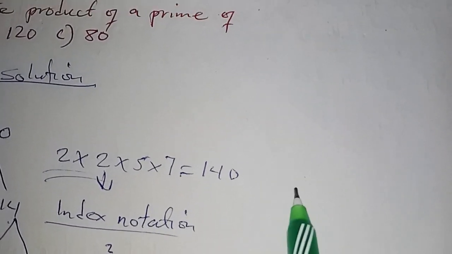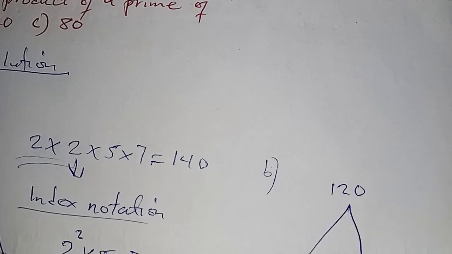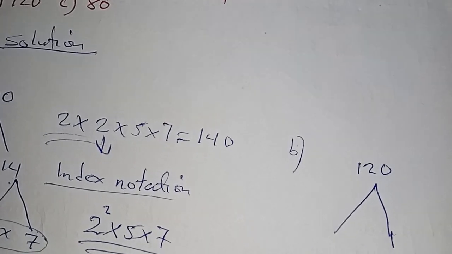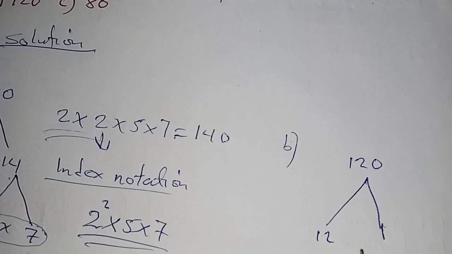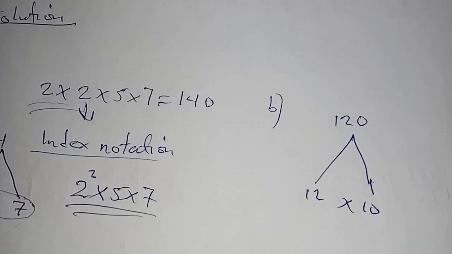Now let's go to B. The B part of our question says 120. We find our product of prime. We see 12 times 10, right? 12 times 10 can give us 120, but 12 and 10 are not prime numbers.